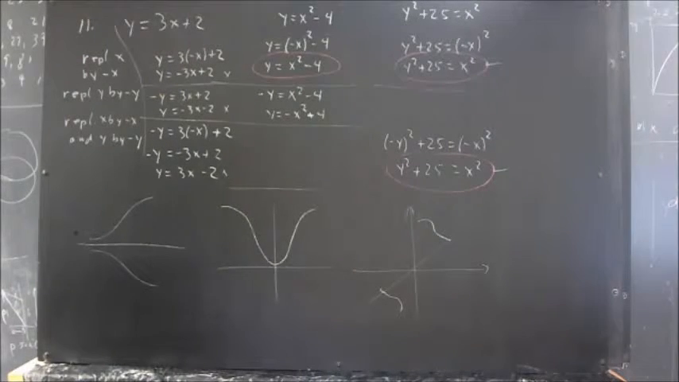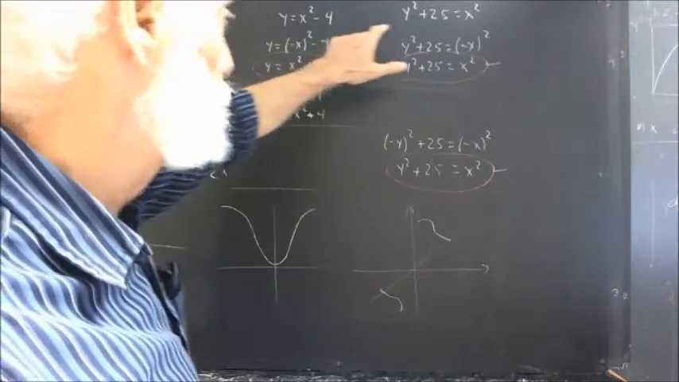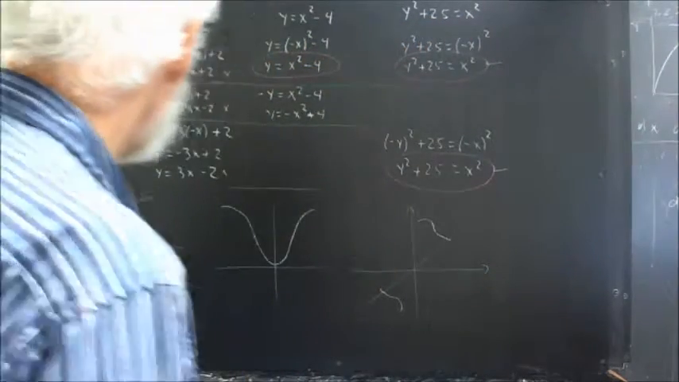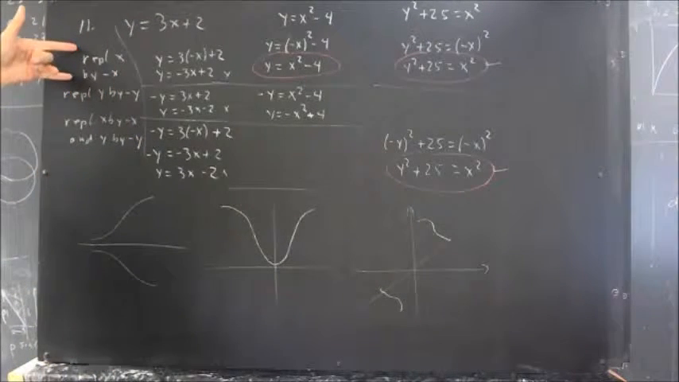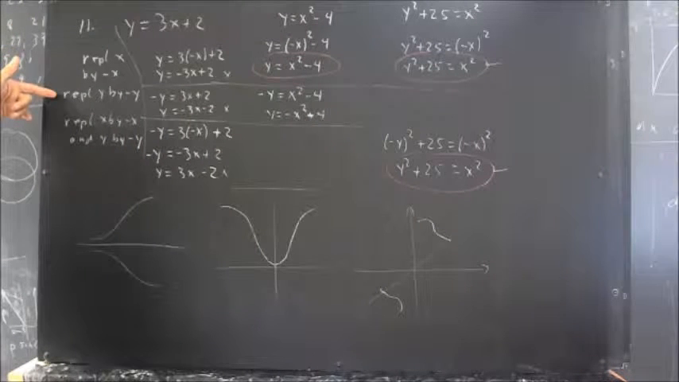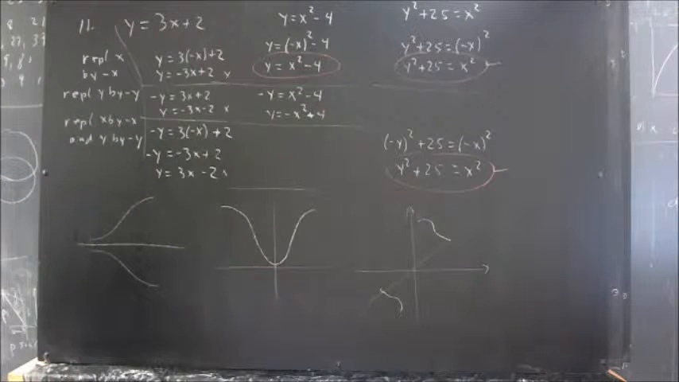Okay, we have three expressions: y equals 3x plus 2, y equals x squared minus 4, and y squared plus 25 equals x squared. For each of these expressions, we want to replace x by negative x, then replace y by negative y, then replace x by negative x and y by negative y.